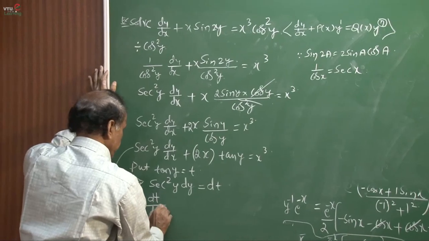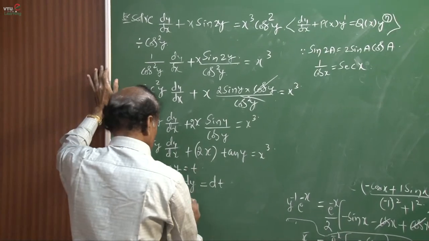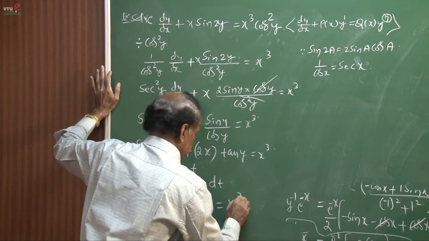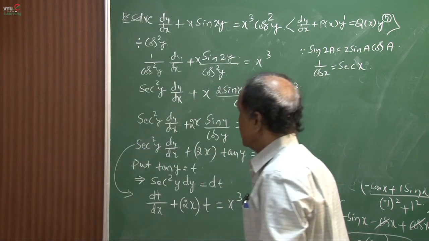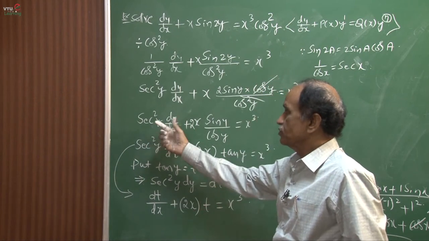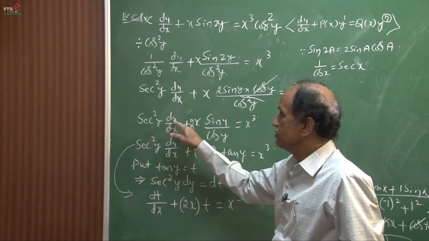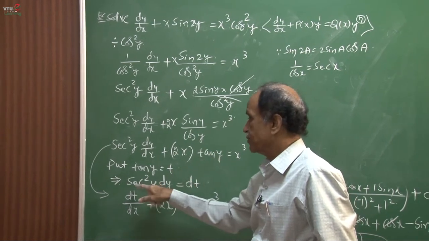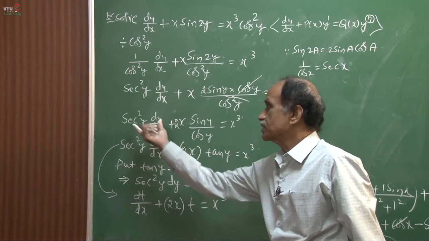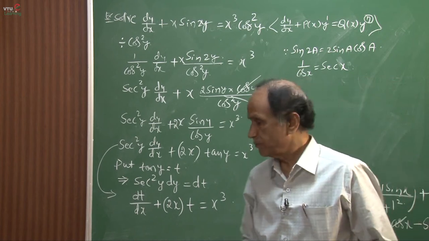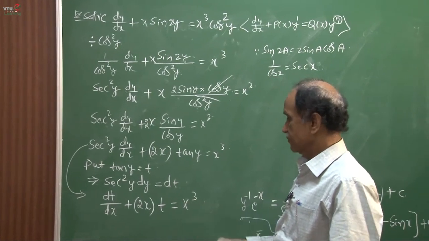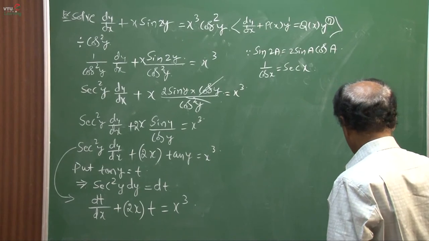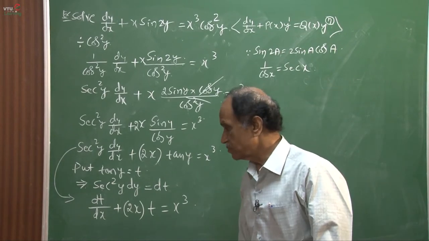So dt by dx plus 2x, as it is, and then t, is equal to x cube. Verify still. The term which supports us to take the product together is secant square y into dy; after differentiation is over, when we take the substitution tan y equal to t, then secant square y dy is equal to dt. Therefore, this product together we replaced with dt. Then it is equal to x cube on the right side. Now it is very clear, it is a linear differential equation in terms of t, linear in t. Therefore, the right side is free from the dependent variable.